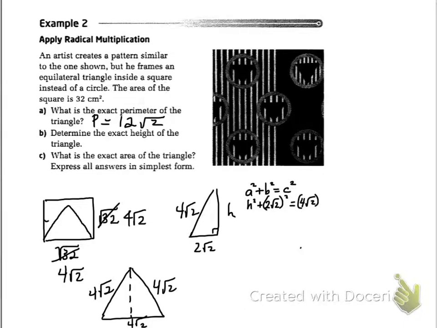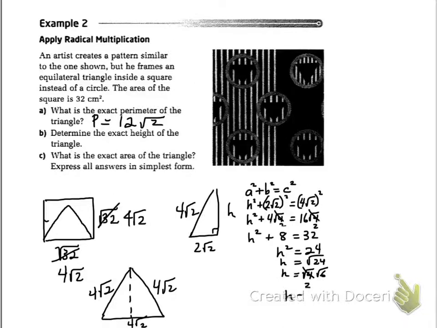Then we can say h squared plus 4 root 4 equals 16 root 4. We can simplify our root 4's into 2, so h squared plus 8 equals 32. If we subtract 8 from both sides, we're going to get h squared is equal to 24, so our height has to be the square root of 24. That can be simplified to root 4 times root 6, or 2 root 6.